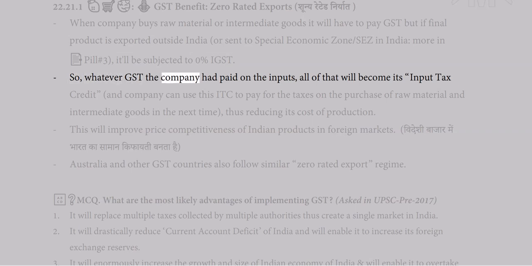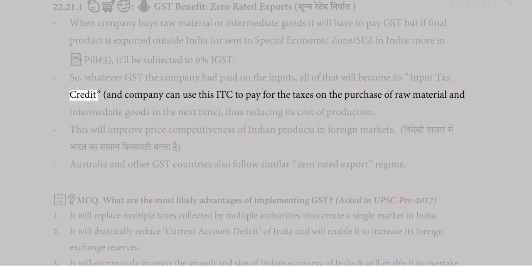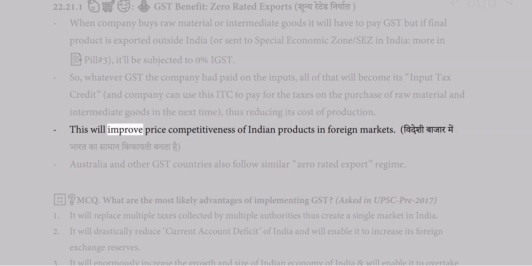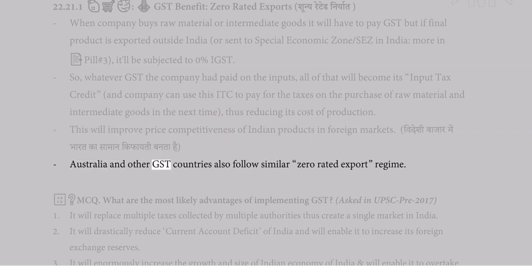So, whatever GST the company had paid on the inputs, all of it will become its input tax credit, and the company can use this ITC to pay for the taxes on the purchase of raw material and intermediate goods the next time, thus reducing its cost of production. This will improve the price competitiveness of Indian products in foreign markets. Australia and other GST countries also follow a similar zero-rated export regime.